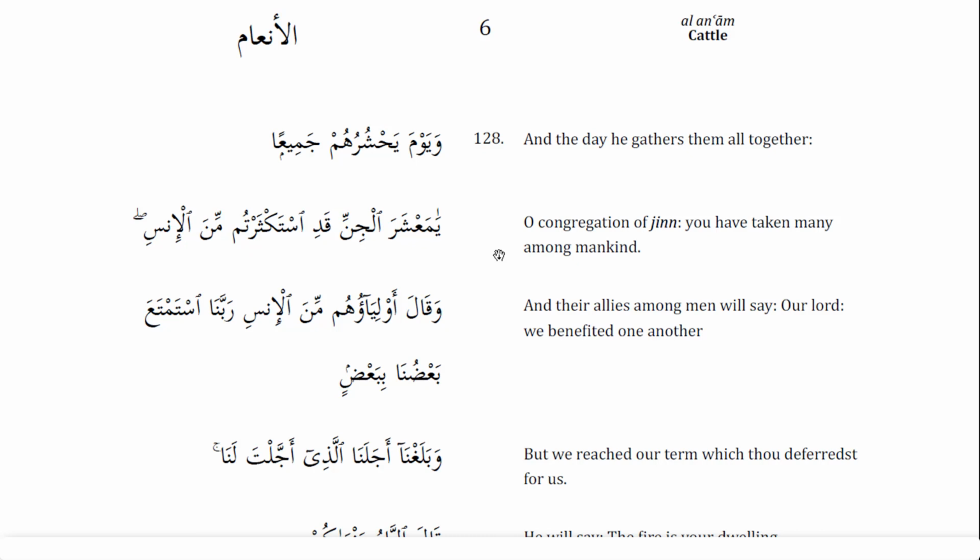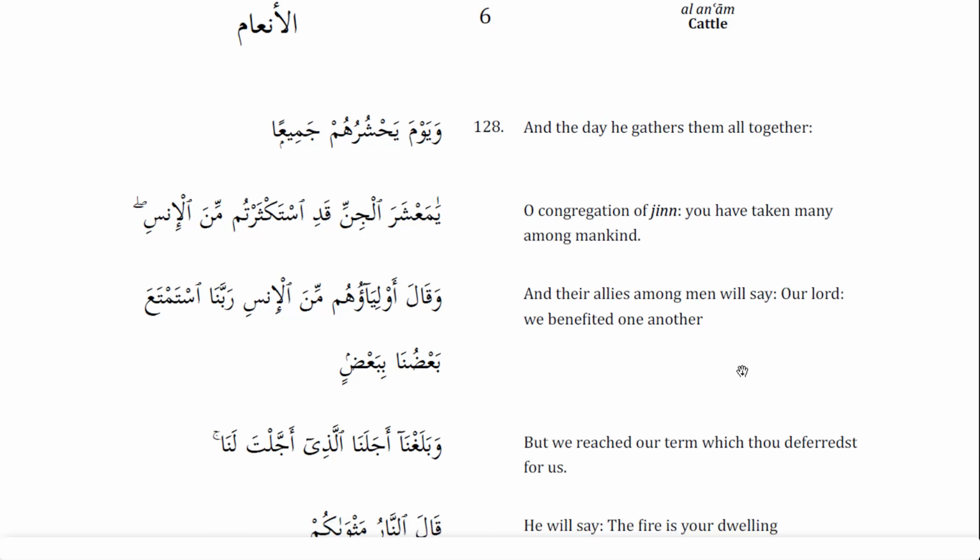Since I'm not going into detail about grammar, the meanings, and the singular and plural at this point in time, this is just an overview. We started off with the 4 quls. Well, they're not 4, they're 5 quls. And this is the 5th one that I'm talking about, giving you a little elaboration on the word al-jinn. So the allies among men will say, "O Lord, we benefited each other, but we reached our term which Thou deferest for us." He will say, "The fire is your dwelling." It continues on. So just to give you an idea.